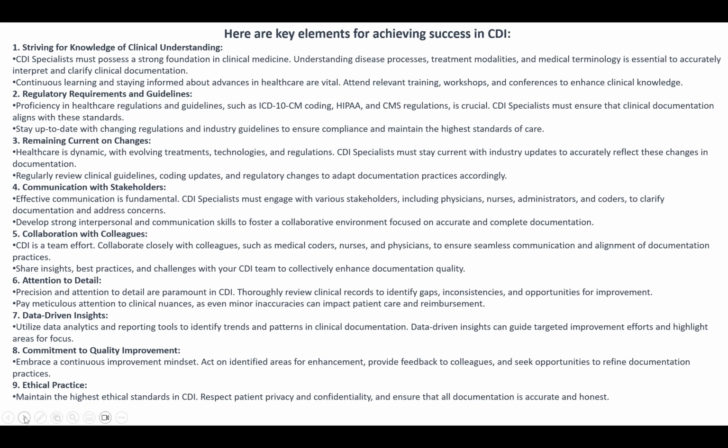Ethical practices, for example, when constructing a query, there are ethical concerns, ethical vigilance that must be maintained. So maintaining the highest ethical standards in the CDI. Among them are respecting patient privacy and confidentiality, and ensuring that all documentation is accurate and honest.